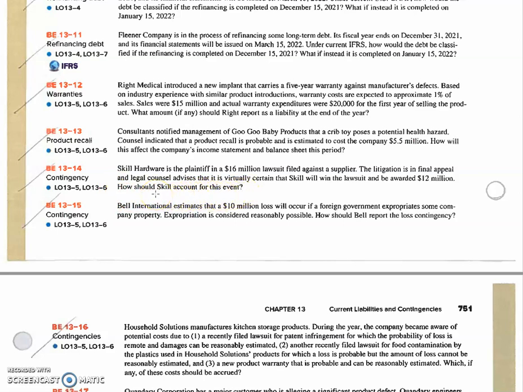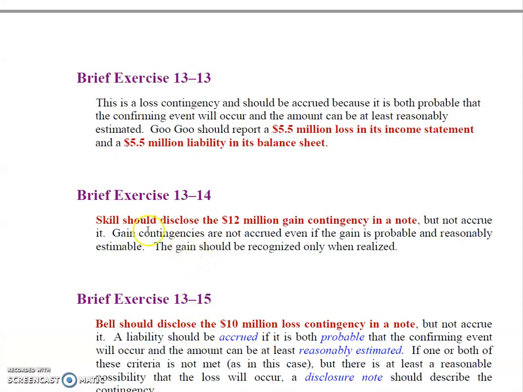Well, I didn't talk about gain contingencies yet. I'm not sure if I just skipped over that or if it hasn't come up in the book yet. But gain contingencies are real easy, and that is you don't record them. So they would not record anything for that gain contingency. So they should disclose it, but it's not recorded. We do not accrue it.